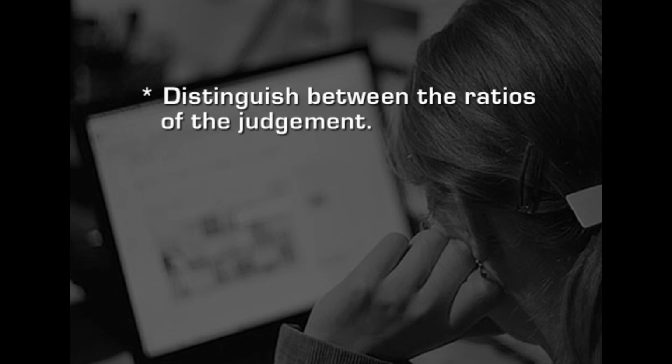And it is quite common to find that when a bench is deciding a matter, especially in the case of the Supreme Court, there is the possibility of a majority judgment as well as a minority judgment or dissenting judgment. The student must be able to distinguish between the ratio of the judgment, that is the decision of the majority number of judges, and also the dissenting opinion of the minority number of judges.